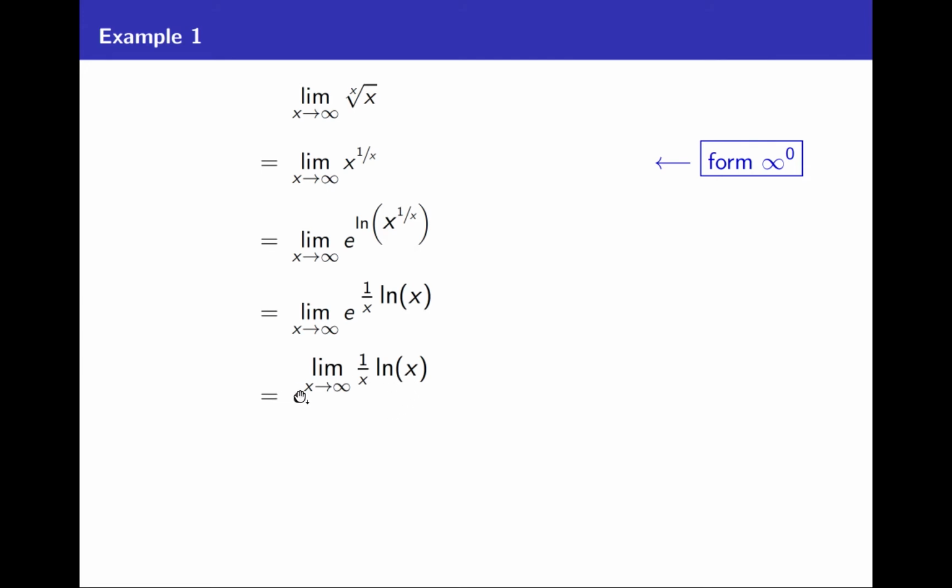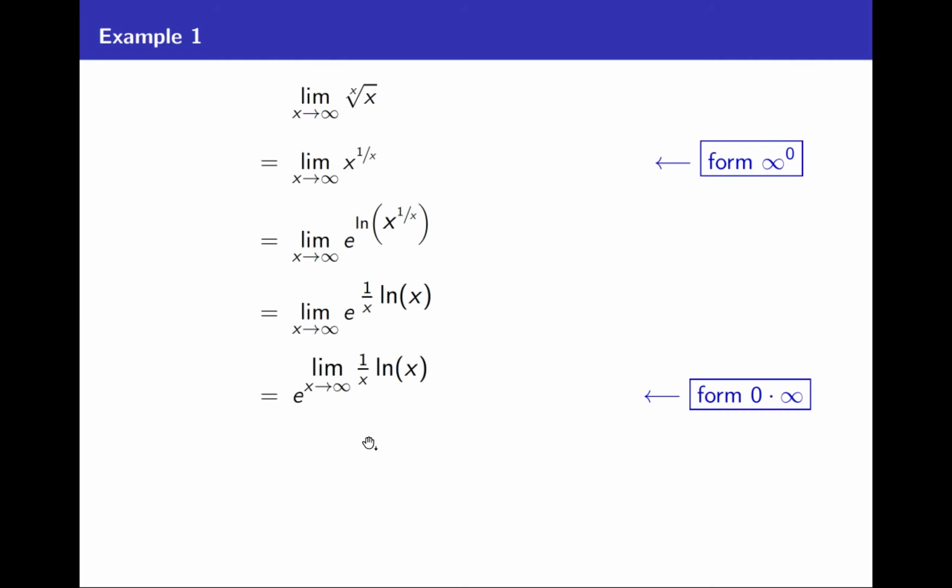Forget about the e for just a second and look at the limit that we have. X is going to infinity, so 1 over x is going to 0, and ln of x is approaching infinity. So this limit, this exponent up here that you're raising e to the power of, is of form 0 times infinity. And that's one of the indeterminate forms that we can handle.